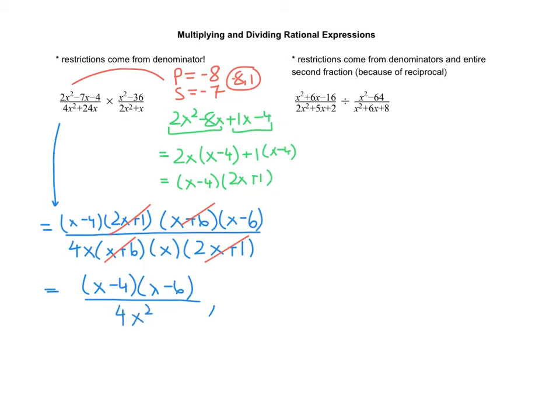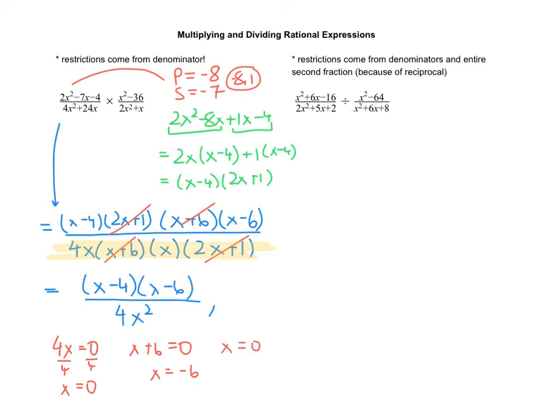And now I write my restrictions. Just a reminder, the restrictions come from the original factored denominator. And I'm going to have a few. From 4x and x, it ends up being the same restriction, but I will show it. I set 4x equal to 0, and when I divide both sides by 4, I get x equals 0. I set x plus 6 equal to 0, bring the 6 over, and I get -6.